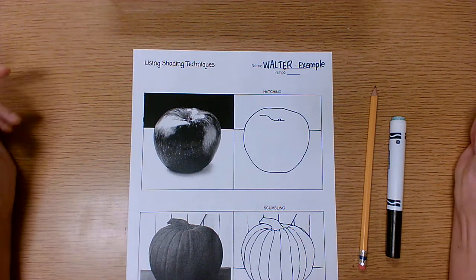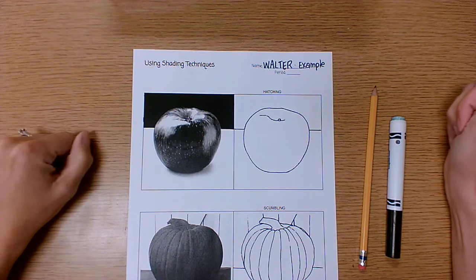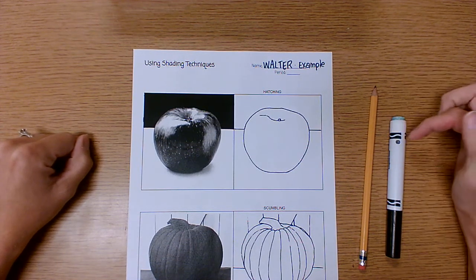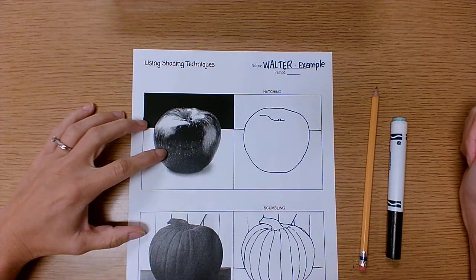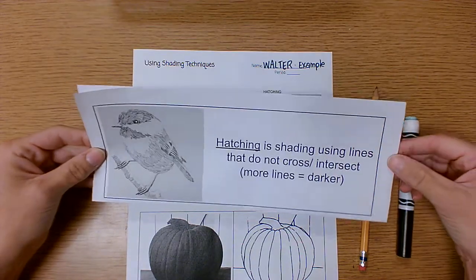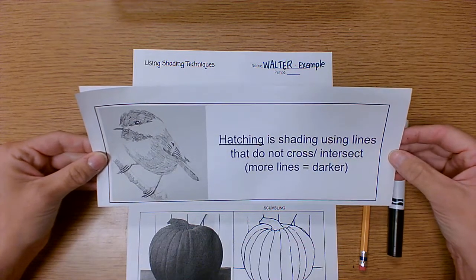In this video, I'm going to demonstrate how to shade a rounded object using the hatching method. So make sure you've got a pencil and your marker. Make sure you've got your shading worksheet. And before we begin, I want to review how to use the hatching method in shade.